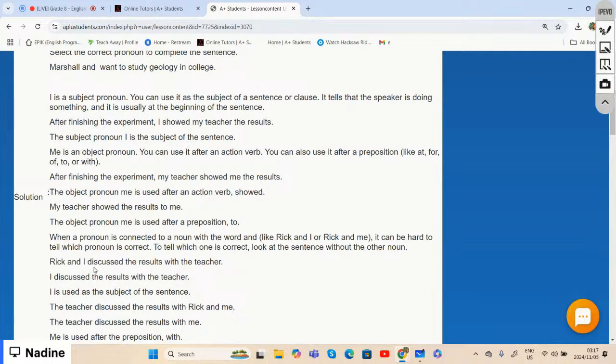And we said an object pronoun is the word me, and we can use an object pronoun after an action verb, or we can use an object pronoun after a preposition.